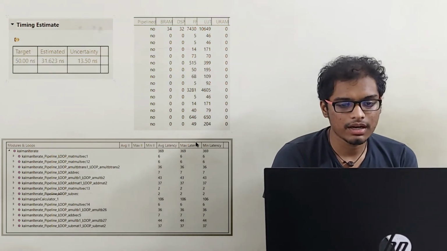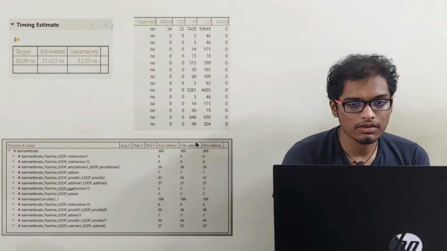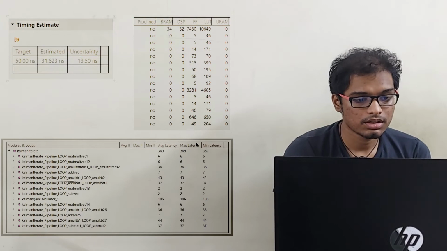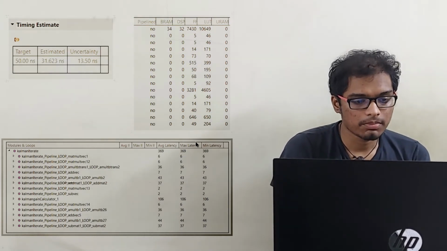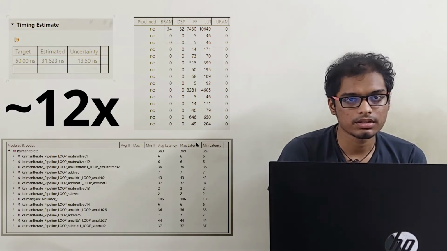Initially, the baseline C code was modified and synthesized using Vitis HLS with reduced optimization. When synthesized and simulated, a latency of around 370 clock cycles was observed. Then run at a frequency of 20 MHz. The maximum clock period estimated was around 32 nanoseconds. This alone provided a speedup of around 12 times when compared to single threaded C code. The implementation was done using floating point operations.